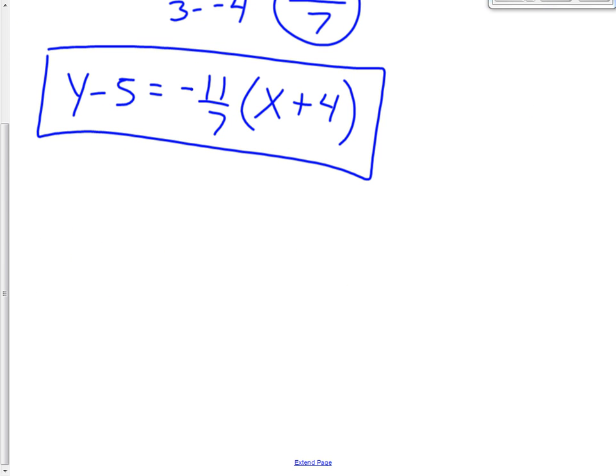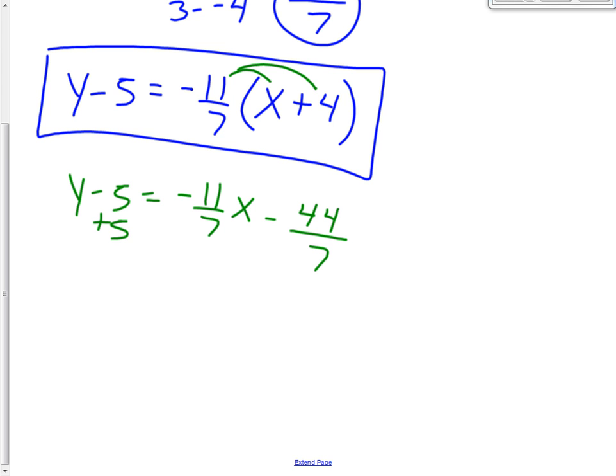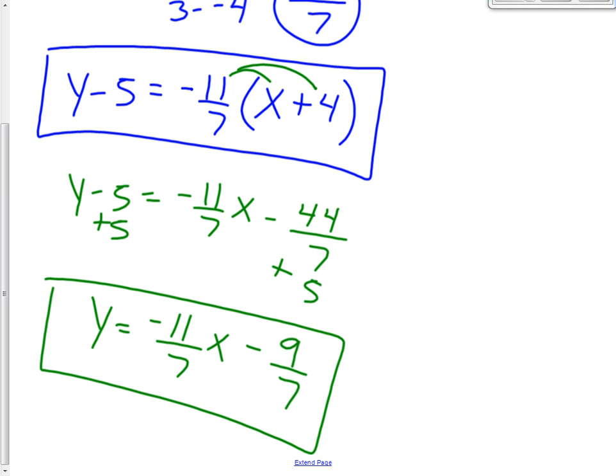Answer number 2, we have to put this into slope-intercept form. So y minus 5 equals, I'm going to distribute that coefficient, a negative 11 sevenths x minus 44 sevenths. And then finally I'm going to add 5 to get y all by itself. So y equals a negative 11 sevenths x, a negative 44 sevenths plus 5 is a negative 9 sevenths. And there is answer number 2.